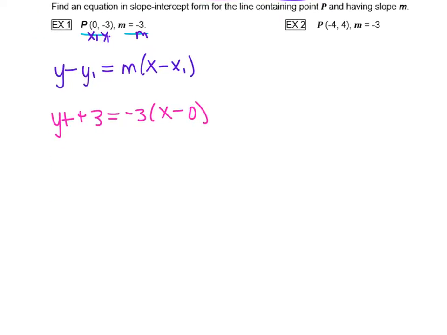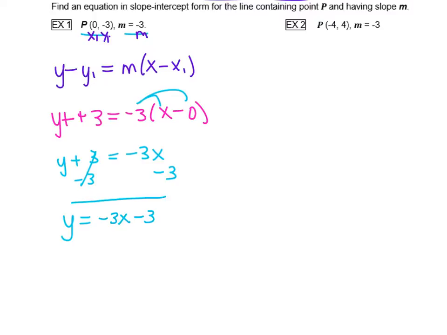So what we're going to do is solve this for y. Start by distributing that -3. So we have y plus 3 equals -3x. And the -3 times 0 is just 0, so I don't really need to write anything right there. Then we're going to subtract 3 from both sides. So y equals, now remember 3 and 3x are not like terms, so those are going to be side by side. -3x and then minus 3.